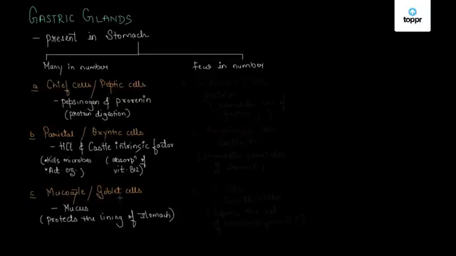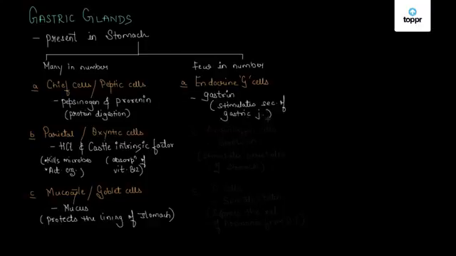Now there are some other cells present which are just few in number, and these are like the endocrine G cells. The endocrine G cells found in these gastric glands produce gastrin. So gastrin stimulates the gastric juices. This stimulates the secretion of gastric juices in the stomach.